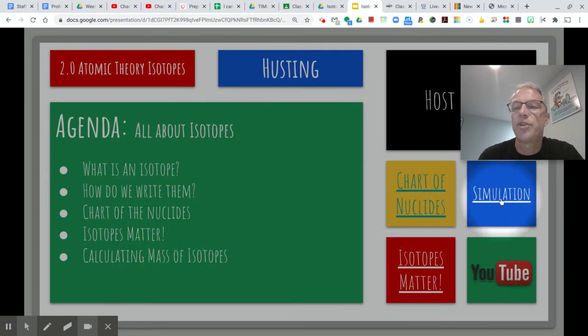And I have a simulation over here that will also guide you in figuring out how to do what's called a weighted average, which is the average atomic mass that we see on the periodic table. So without further ado, let's go ahead and get started.